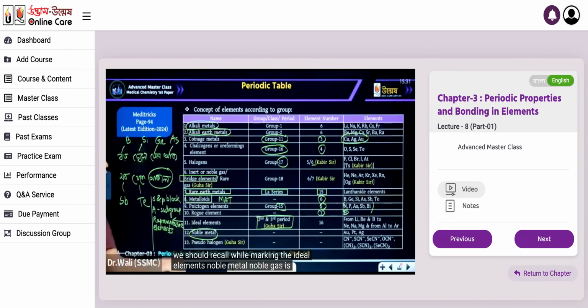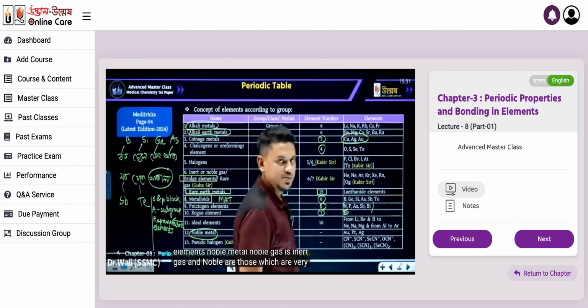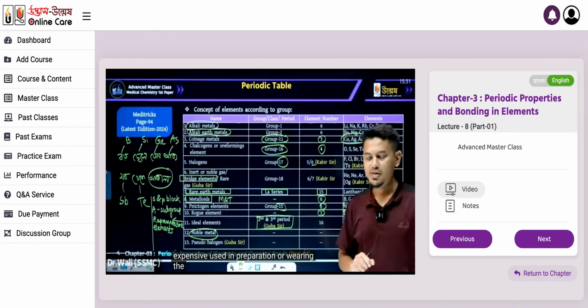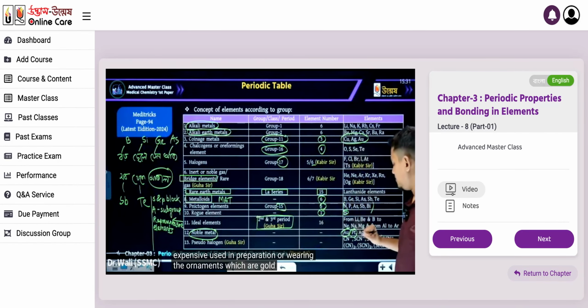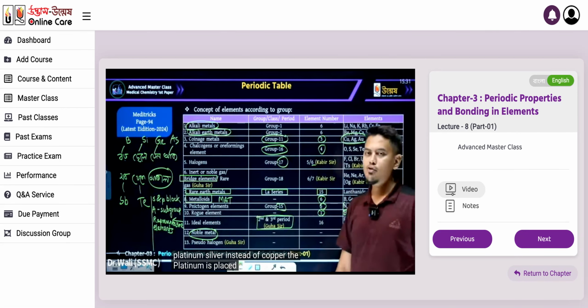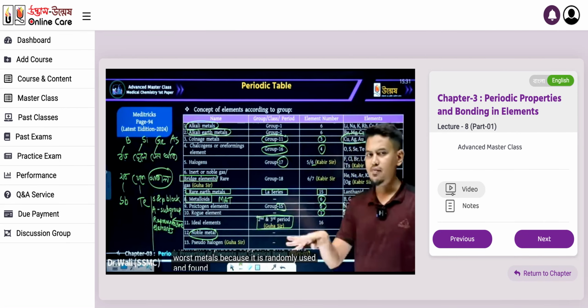Noble metal. Noble gas is inert gas, and noble metals are those which are very expensive, used in preparing ornaments, which are gold, platinum, silver. Instead of copper, platinum is placed. Copper is one of the worst metals because it is randomly used and found everywhere.